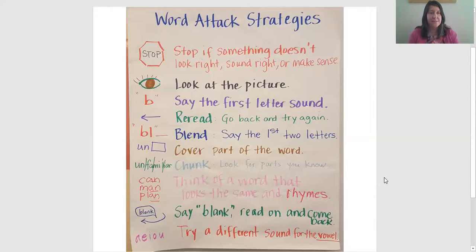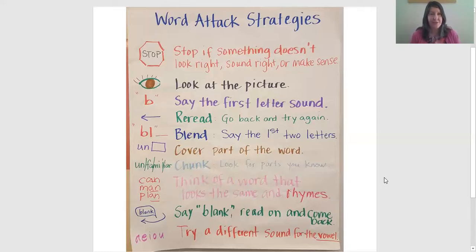You can blend. That means that you say the first two letter sounds together. So in that word blend, it has a B and an L. So we put those together to make the blend, and sound the whole word out, blend.